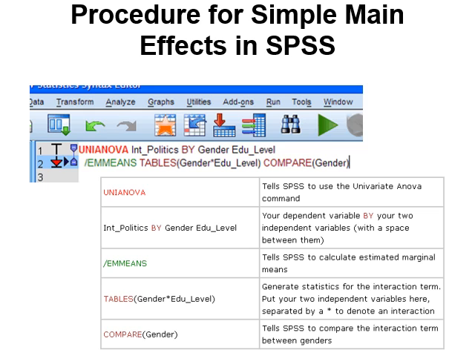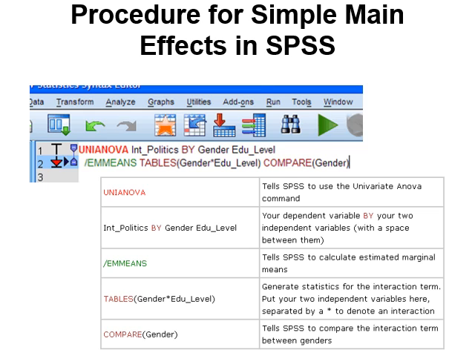You're always going to use these. So UNIANOVA, BY, EMMEANS, TABLES, and COMPARE are always the same. What we're changing is the black print. The black print is your variables. So basically, we're telling it that we have two variables: education level and gender, and our outcome is interest in politics. So what we have here is a univariate analysis of interest in politics, our DV, by gender, our first IV, space, by education level, our second IV.